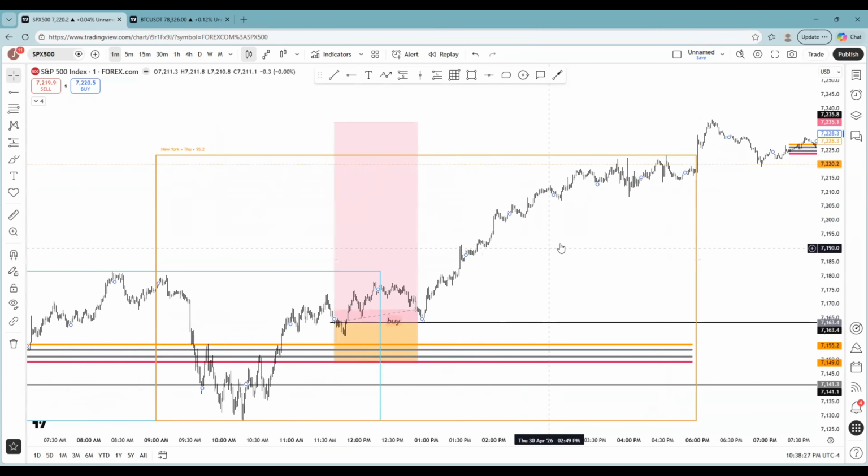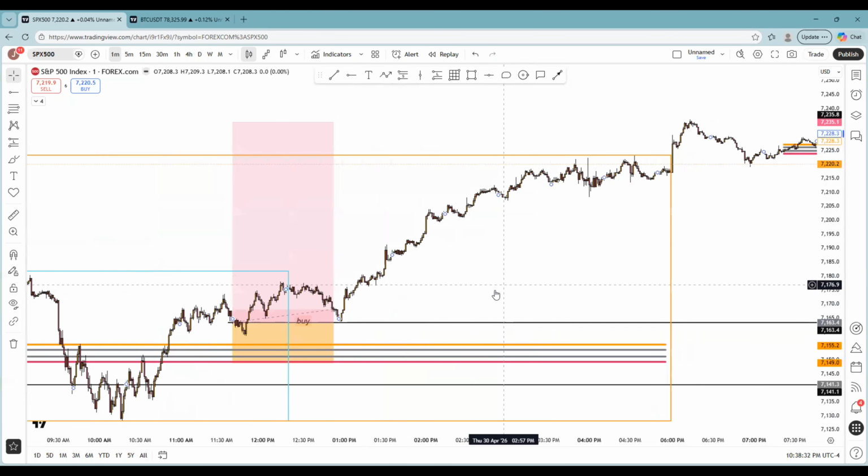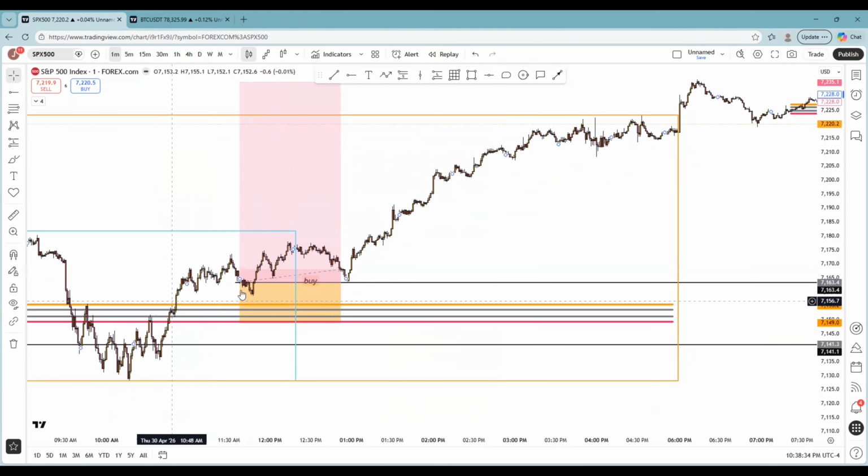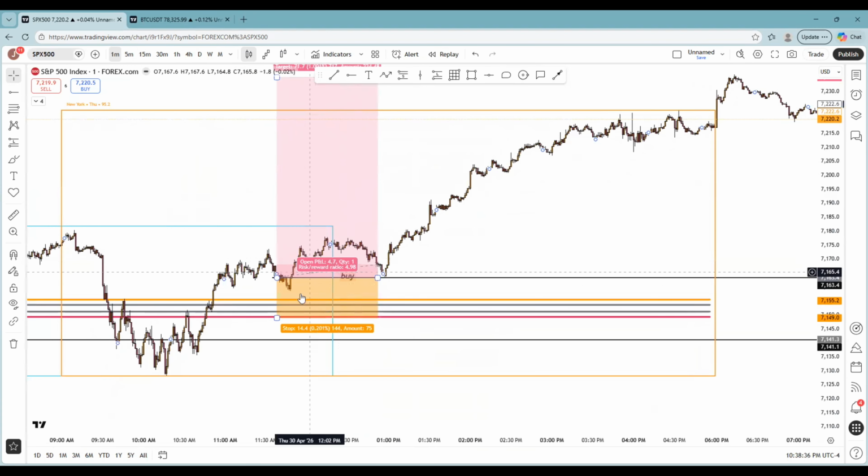But as you can see, it's pretty straightforward. I got my sessions on. It was obviously New York session. I just followed the rules. I got the close above the buy entry line, and I took buys and I set my stop loss at the sell entry line. And if it would have pulled back and stopped me out, I would be done.